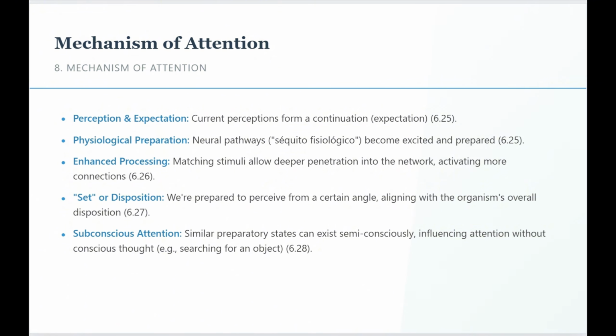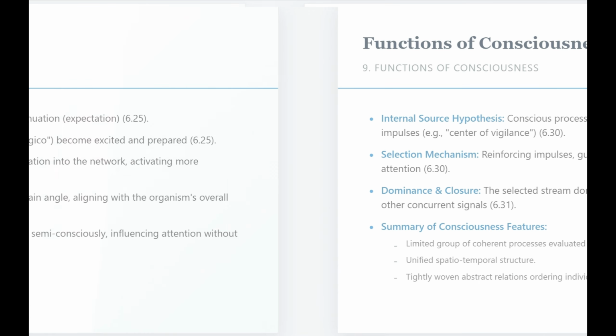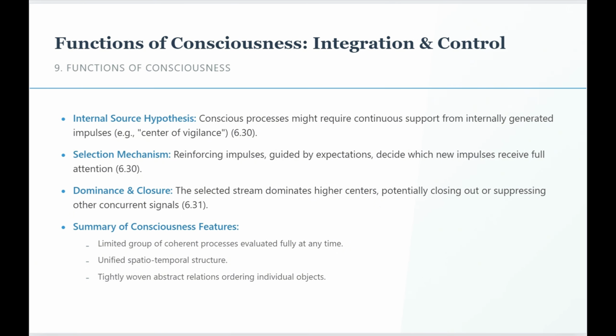This anticipatory state is essentially our readiness or set to perceive things in a certain way. Interestingly, similar preparatory states can happen semi-consciously or subconsciously. You might be searching for your keys without actively thinking about it. But when you see them, you instantly notice them because your mind was predisposed to look for them. Hypnotic suggestions work similarly too. Attention is key because both attention and consciousness seem to rely on these pre-existing excitatory states in higher brain centers. It's not just about the incoming signal, it's about the brain's internal state.